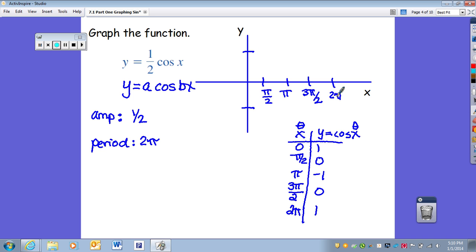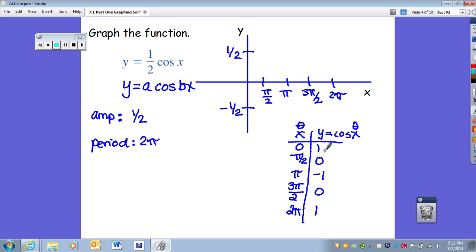However, there is a transformation that's going to take place in this particular function. First, let's take a look at the period. Our period is not changing. We are not stretching or shrinking our cycle, so these values are going to stay the same. However, we are going to make our amplitude, instead of being 1 or negative 1, positive 1/2 or negative 1/2.